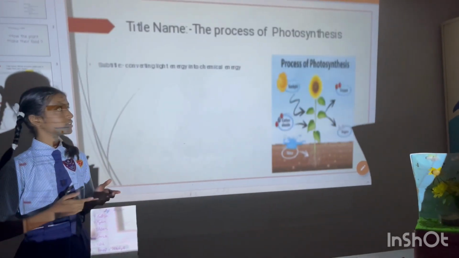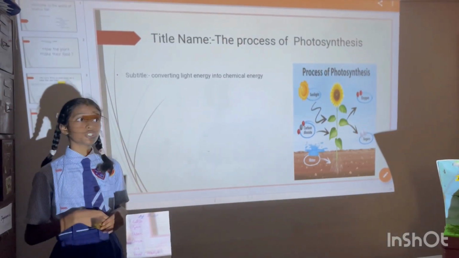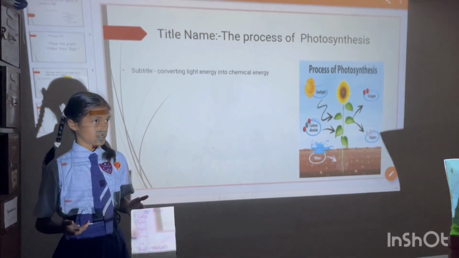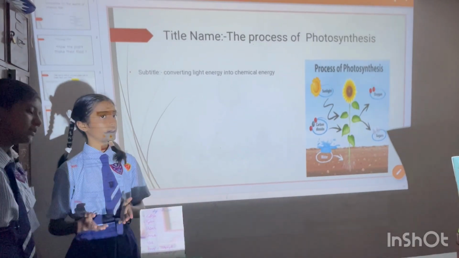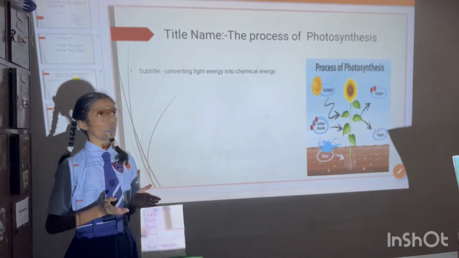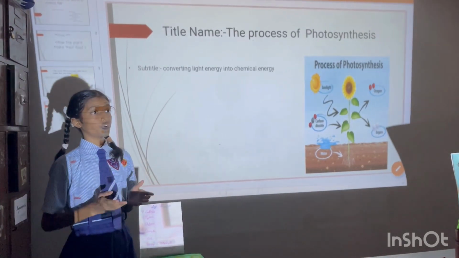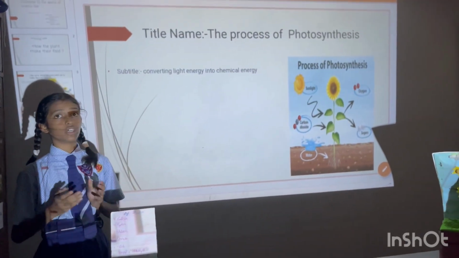Now what is photosynthesis? Let me explain. Photo means light and synthesis means combining. This is a remarkable biological process by which plants and some bacteria convert light energy into chemical energy. This chemical energy is stored in organic compounds, primarily sugar like glucose, which serve as food for the organism, directly or indirectly.